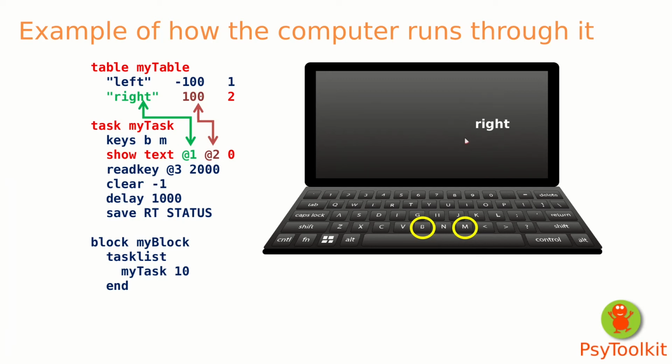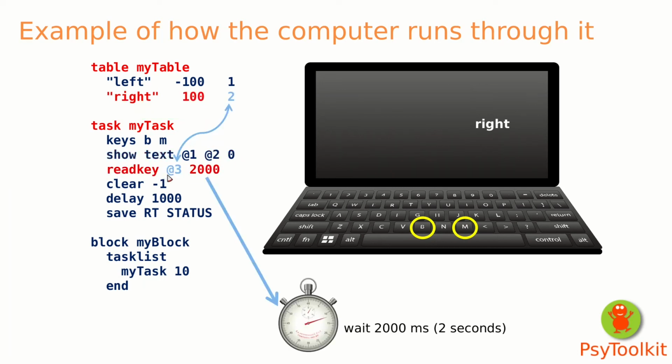Now, once that word is on the screen, the computer goes on with the next line, read key. Read key, and then it replaces this placeholder with number 2. And that means the computer now knows, okay, the key that is correct for this specific condition, for this trial, as specified in this table, is the second key from the keys line. So it knows key M would be correct, key B would be wrong. And it will look up to 2000 milliseconds or 2 seconds until the person presses one of these 2 buttons.